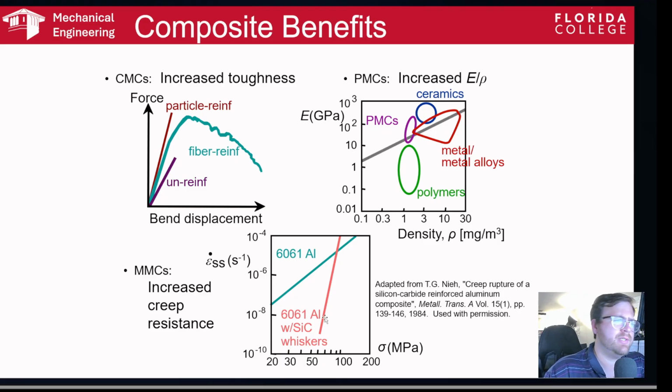But if you add whiskers, it's got this curve here. If you've got whiskers that you add to it, silicon carbide whiskers, this actually slows down your steady state creep rate. Okay, so it means that it's more resistant to creeping. Okay, which is pretty good. So even though you're applying a higher load, it's not creeping nearly as quickly. Okay. All right.